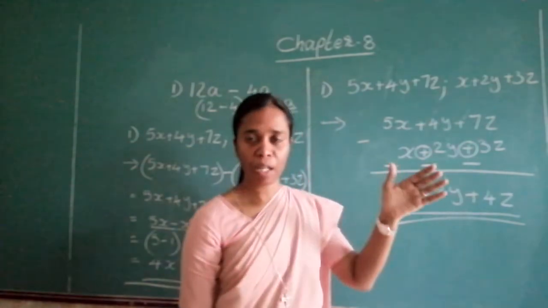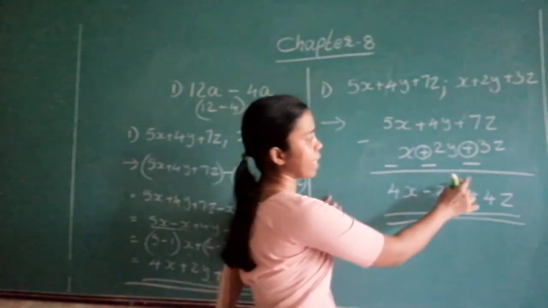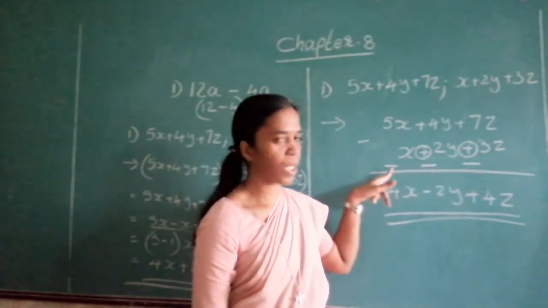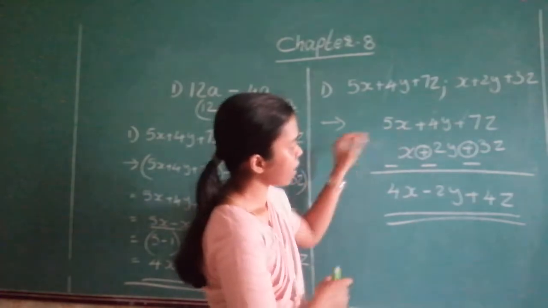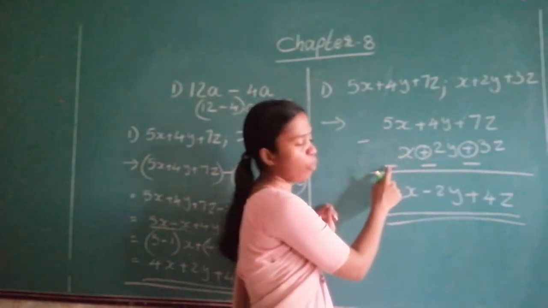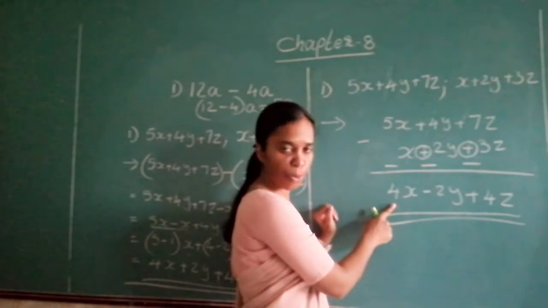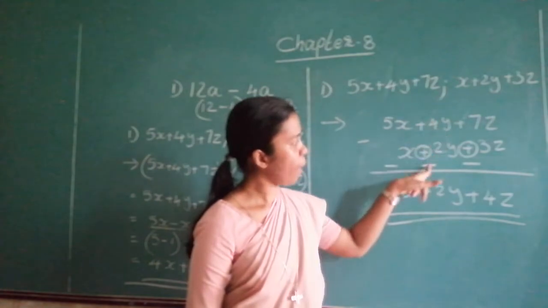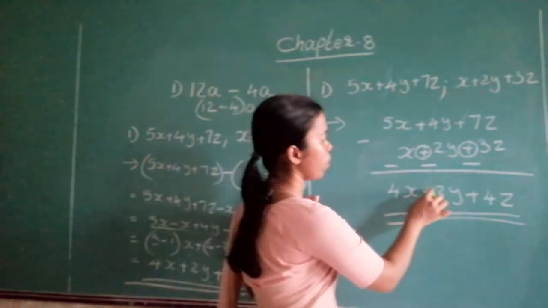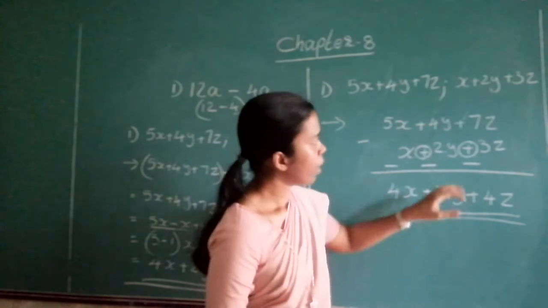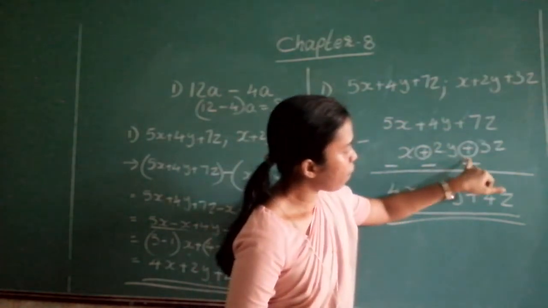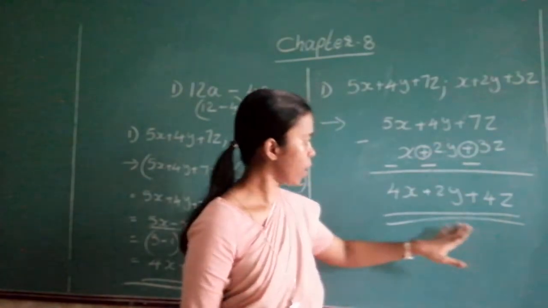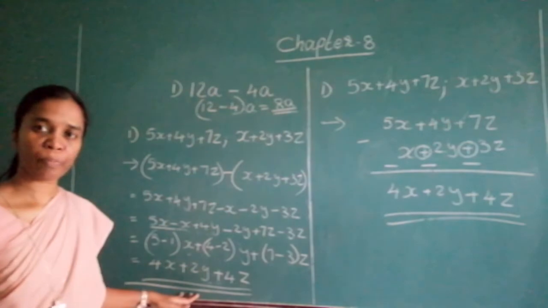Now, when we are doing the operation, we will look at the sign that we have written below, not this circled one. So 5x minus x. 5 minus 1, you get 4x. 4y minus 2y. So 4 minus 2, you have plus 2y. 7z minus 3z. So 7 minus 3, plus 4z. You have the same answer in both.